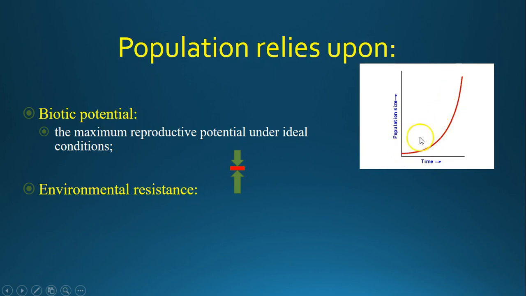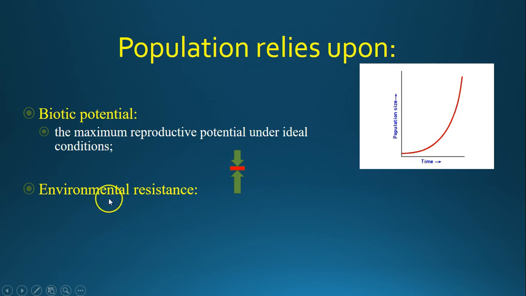This is often the case when we have an invasive species. When we don't have anything in our environment to limit that maximum potential, then we might get a population growth rate that looks a little bit like this curve. And that can be a little scary because they can quickly overtake an area.